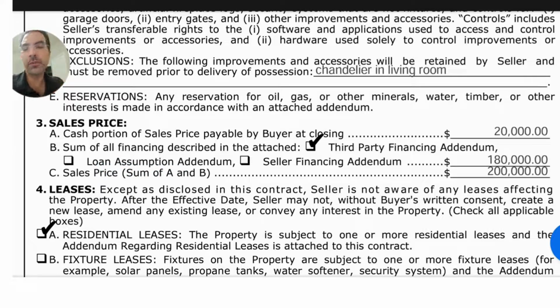Loan assumption: if the seller was going to sell the house with the mortgage and the buyer would take over the loan, you would check off the loan assumption addendum. Seller financing or owner finance, you would check off that last one.